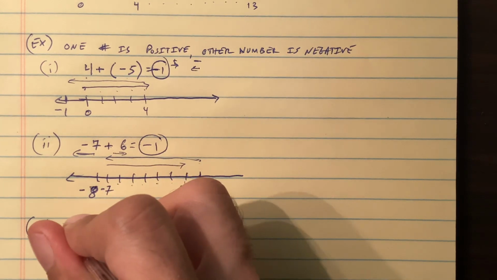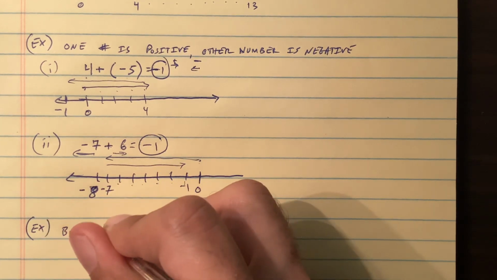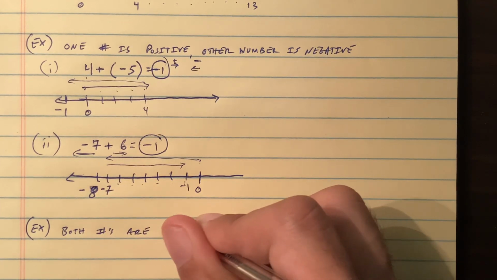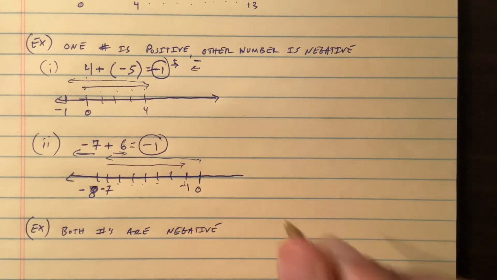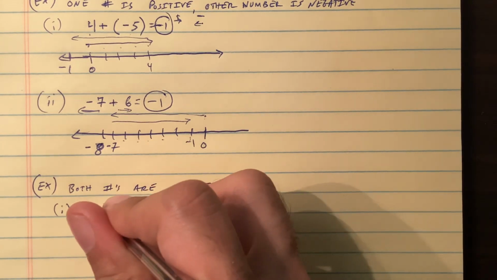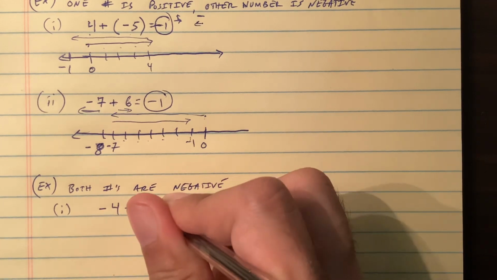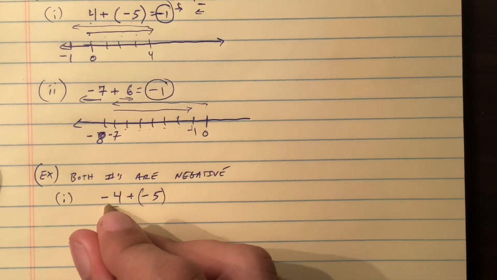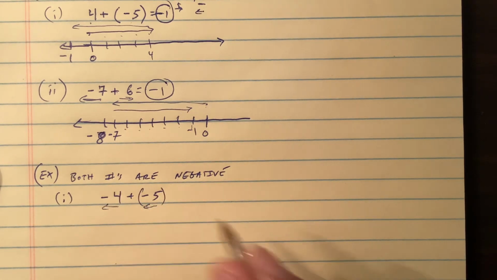All right, one last example and type of problem. It's when both numbers are negative. All right. Negative 4 plus negative 5. All right. So same idea. Both numbers, though, are negative, so both times we're going to move to the left.